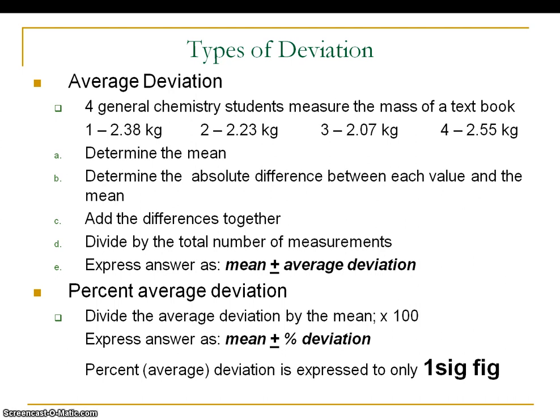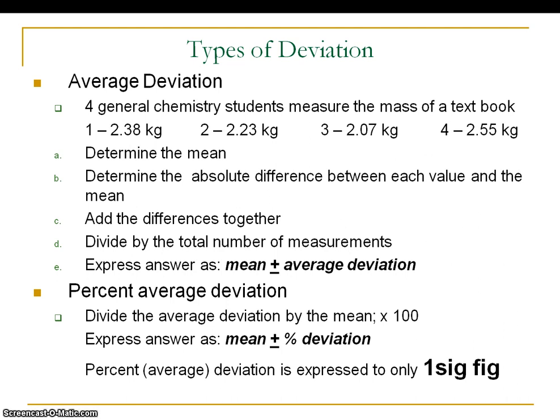Percent average deviation is very similar. We're just going to take our average deviation that we found in our above step, divide it by the mean, our average, multiply by 100, and then you express the answer in the same way. You'd write your mean plus or minus your percent deviation.